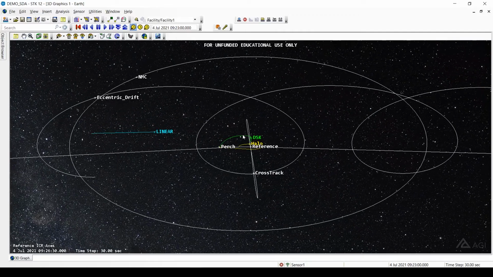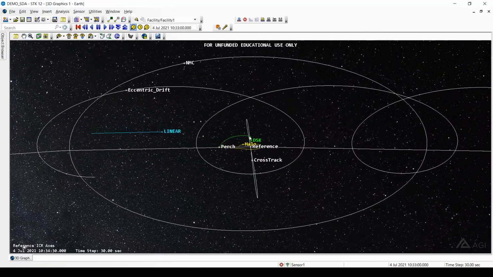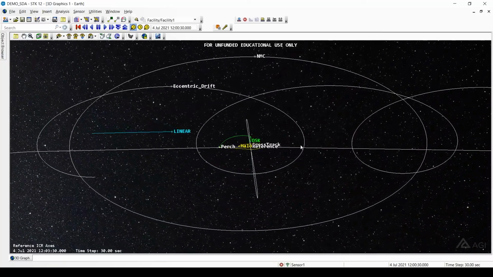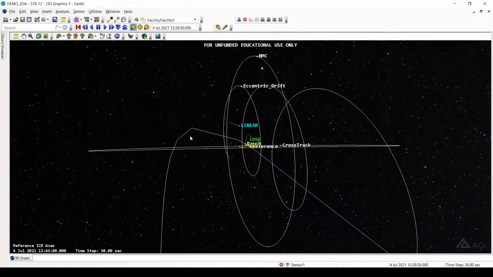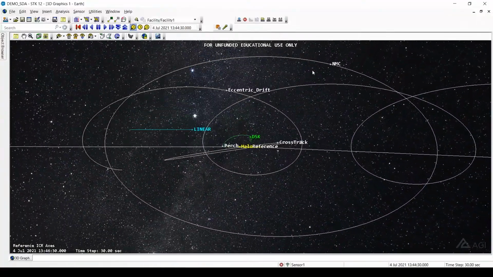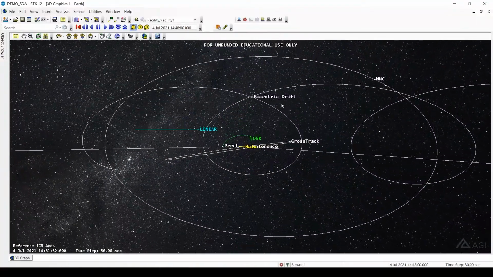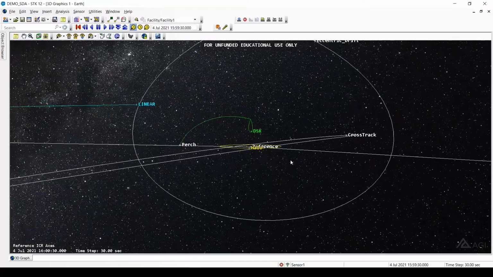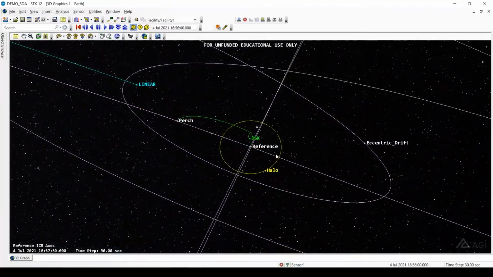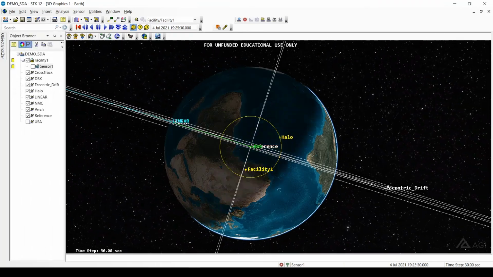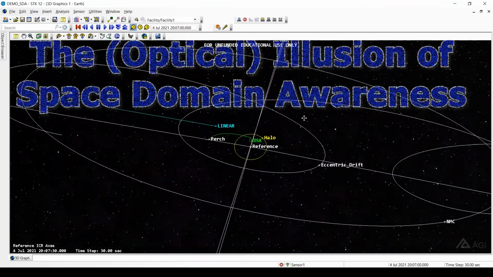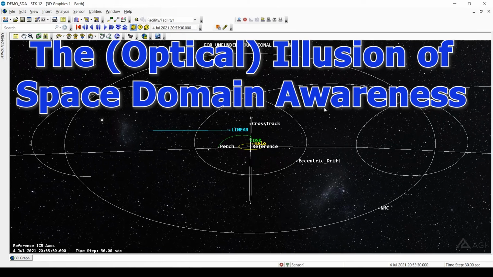It's often easy for us to get lost in these orbital shapes and feel this sense of omnipotence, that we always know where objects are going in space. But in this lesson, we're going to model the actual optics of a ground-based telescope looking up at orbital shapes like these to try to discern some appreciation for just how difficult this mission set really is. It's a lesson I like to call the optical illusion of space domain awareness.